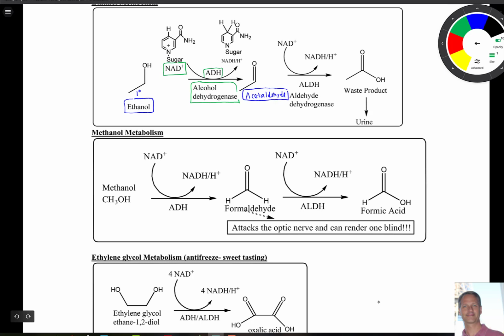This is toxic and is partially responsible for the feeling of hangovers and stuff like that. Well, alcohol dehydrogenase worked on alcohol. Aldehyde dehydrogenase, ALDH, works on aldehydes. So again, it takes another NAD plus, makes it NADH, H plus, and then here we get acetic acid. And acetic acid is excreted through the urine.